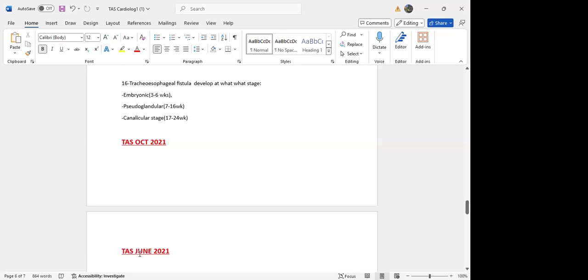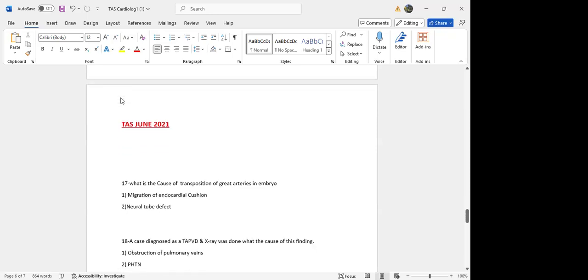Next question, tracheoesophageal fistula develops at what stage? So ये question basically आपका respiratory का है, and I'm going to explain tomorrow the embryology of the respiratory system. So ये tracheoesophageal fistula occurs at a very early stage, that is the embryonic stage of lung development. So we're going to discuss tomorrow, so don't worry about that question.